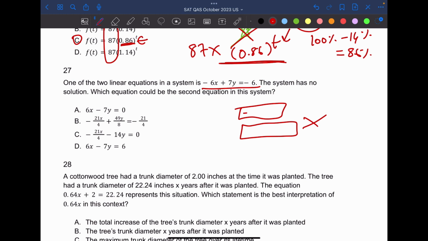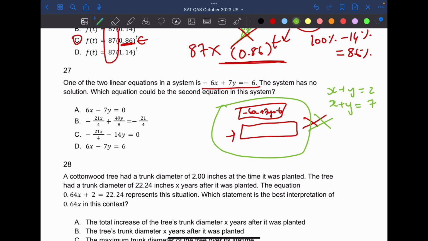The first one is negative 6x plus 7y is equal to negative 6. We know that. And then we're trying to find out what the second one could be, so that this system of equations is invalid. Okay, for something like this, you always have to look for something being impossible. So for example, if I tell you x plus y is equal to 2, and then I tell you 10 minutes after it that x plus y somehow became 7. Is this possible out of nowhere for variables to just change their value?